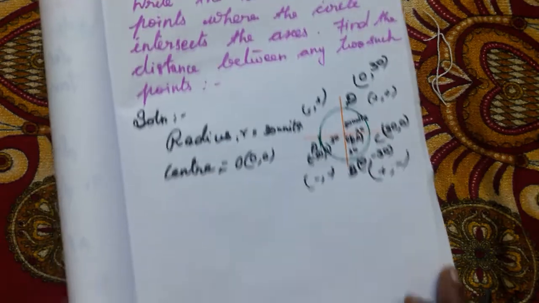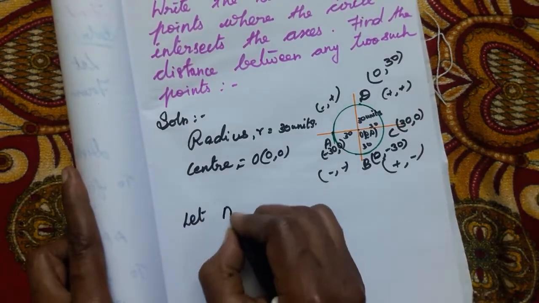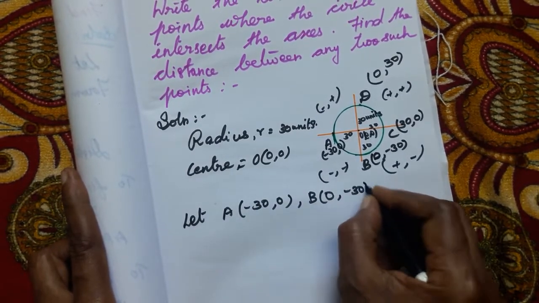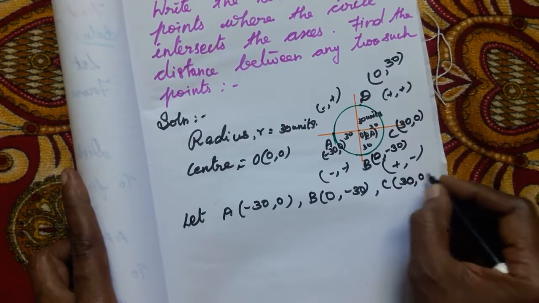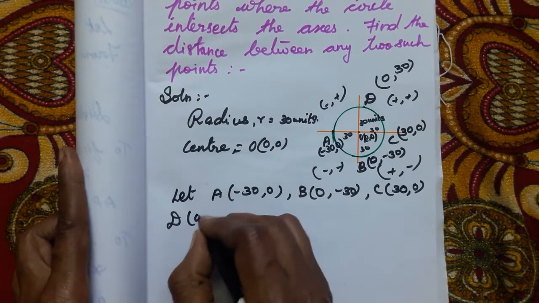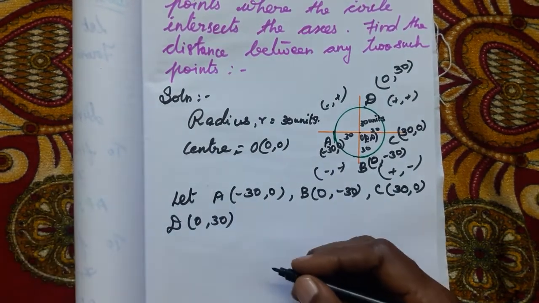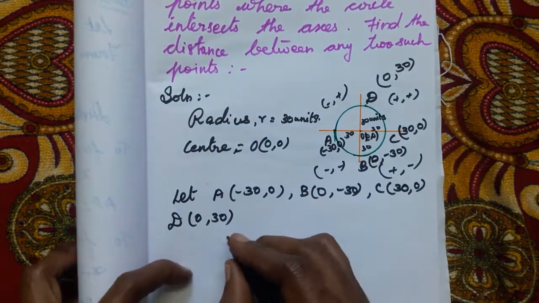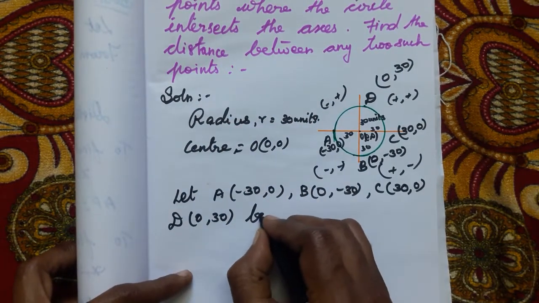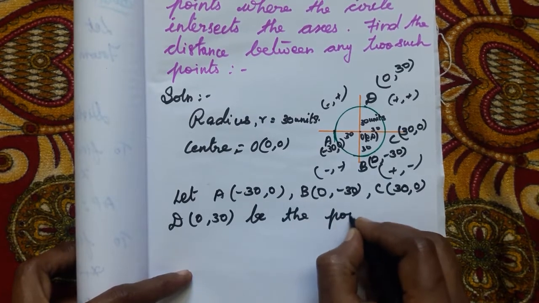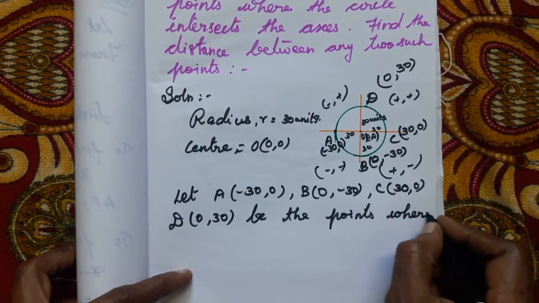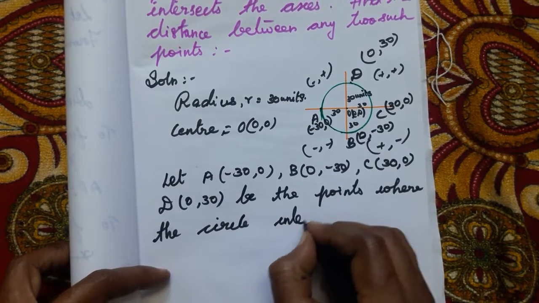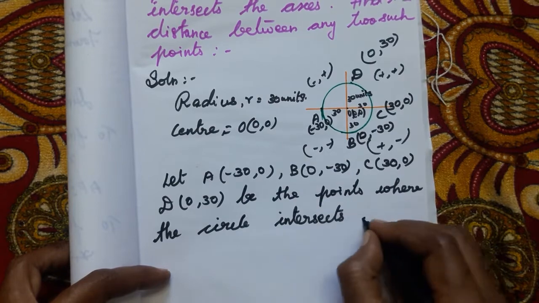Clear? Next we can take, let A be minus 30 comma 0, B be 0 comma minus 30, C be 30 comma 0, D be 0 comma 30, be the points where the circle intersects the axis.